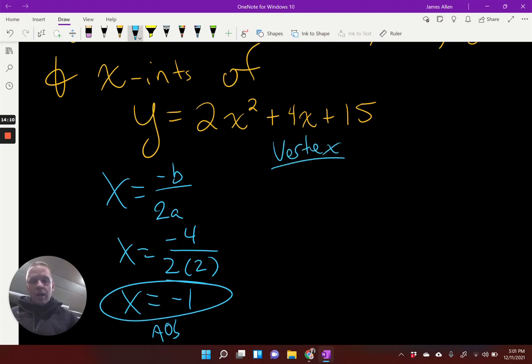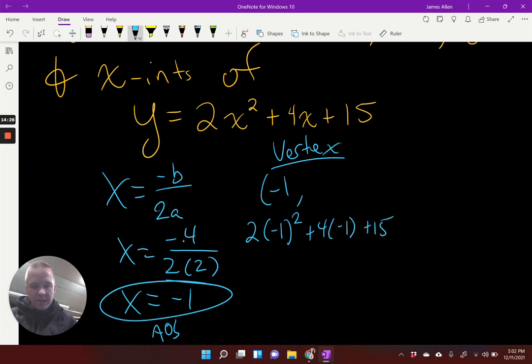Vertex. All right. That'd be -1. And then I need to plug that in to get my y coordinate. So let's do that. 2 parentheses -1 squared plus 4 parentheses -1 plus 15. So that's +1. So it's 2 minus 4 plus 15. That's 11 plus 2 is 13. All right. -1 comma 13.